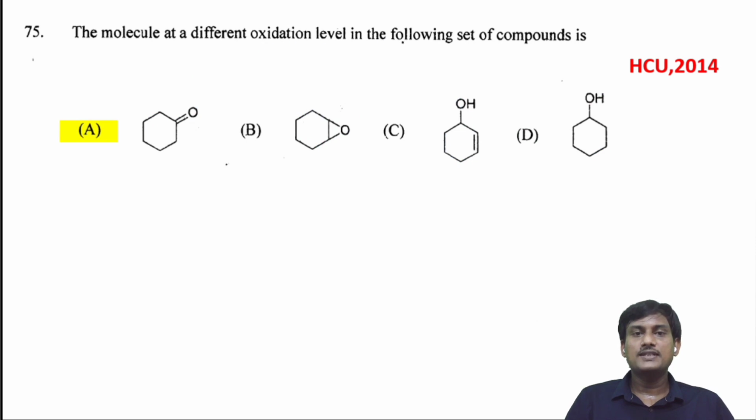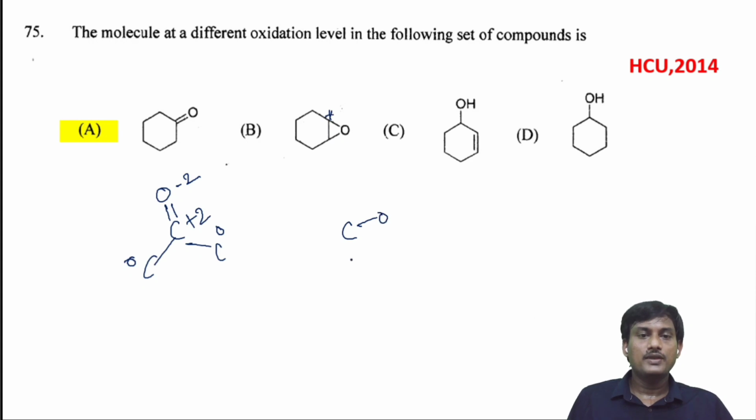The molecule at a different oxidation level in the following set of compounds is. If you take this molecule, this one C double bond O, and carbon here, same electronegativity, 0, 0, and this one is minus 2. So this one has plus 2. Suppose if you take this one, oxygen, let's take this carbon, oxygen, and this one is carbon, this one is carbon, this one is hydrogen. Since oxygen has one bond, its contribution is minus 1. So here you have plus 1. And hydrogen, less electronegative, plus 1. Its contribution is minus 1.